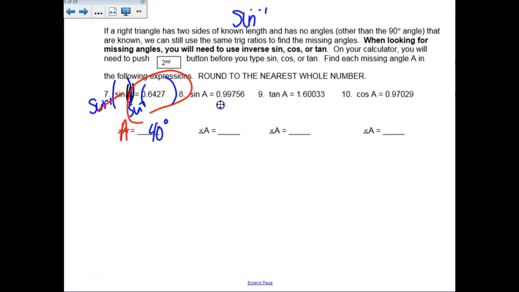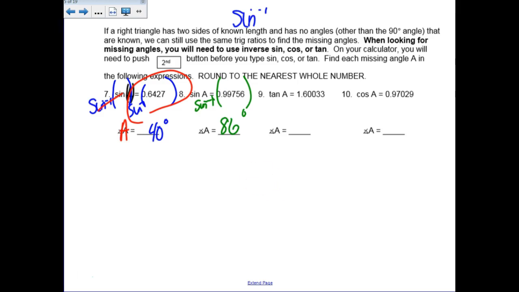Okay. All right, guys, so this next one. How do I undo a sine function? Same way, right? We're going to apply the inverse sine to that lovely decimal. 86. Sounds good. Very good.